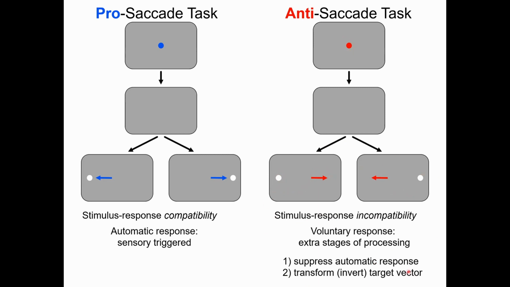This task is really hard to do because of the stimulus response incompatibility. And there are extra stages of processing here, and I'll break them down, really simplified, into 2 main steps. First, don't do the automatic response. Don't look at the light. So step 1 is just don't do that. And then step 2 is you have to transform or invert the target vector.